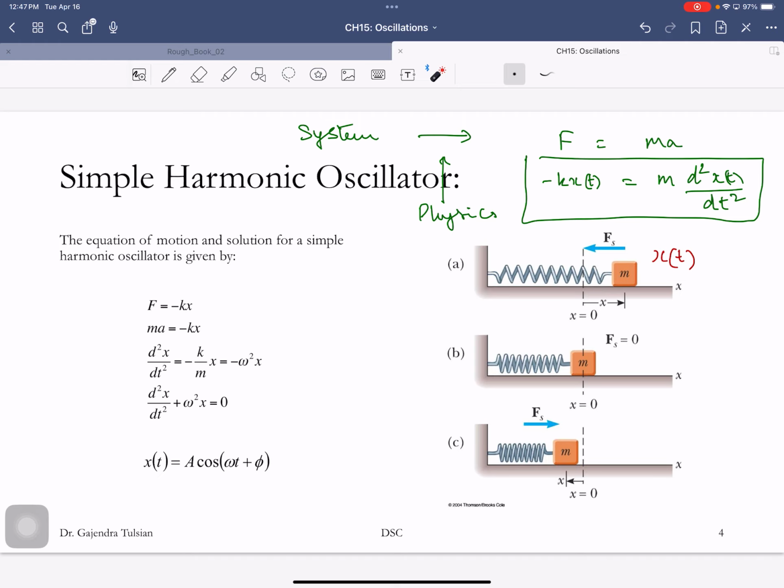So again, let me summarize this process. You have a system you want to study. You put in some physical principle, generally a physics law. You put in the physics law that governs the behavior of the system, and you get an equation, a mathematical model for the behavior of the system. And then you learn how to solve this differential equation.